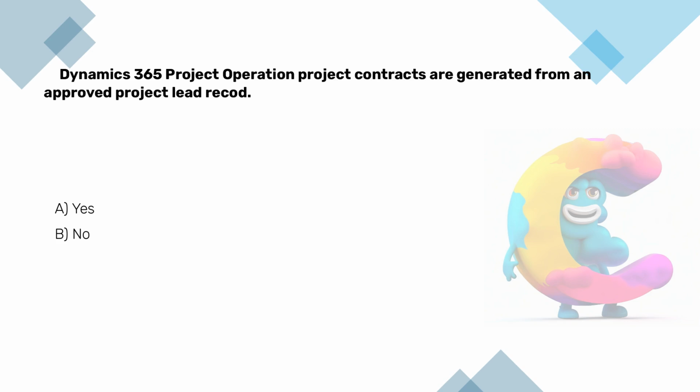Dynamics 365 Project Operations project contracts are generated from an approved project lead record. Is it correct? Okay, now pause the video here, have a bit of think, and then continue when you are ready. No, it is incorrect. Project contracts are usually generated from opportunities or quotes, rather than directly from leads. While leads help identify potential sales opportunities, they don't provide the detailed information needed for a project contract.